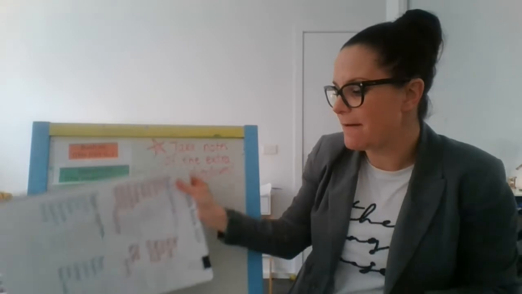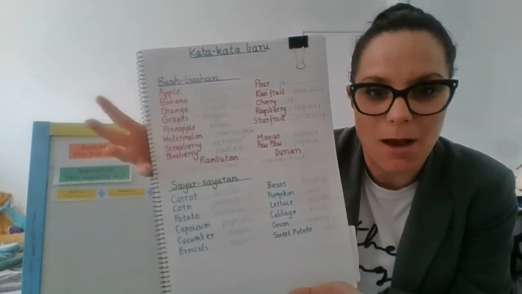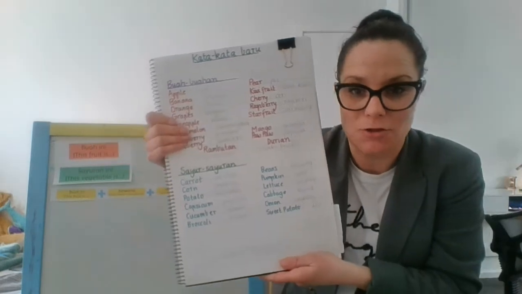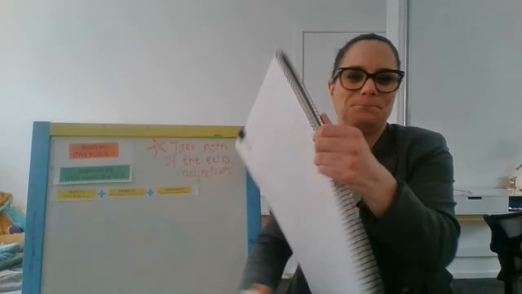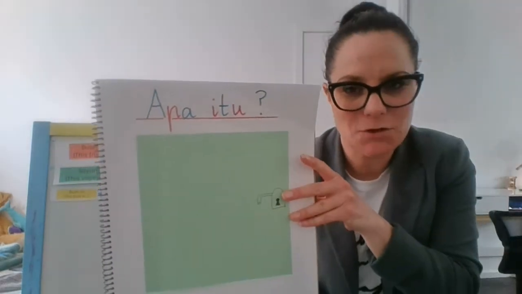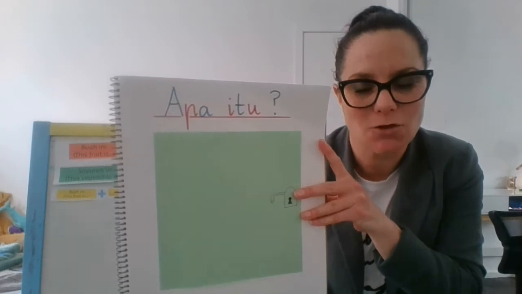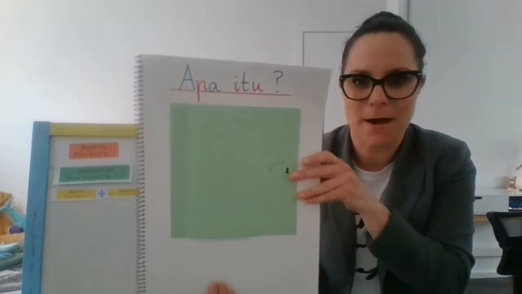So you will need to have close by your kata baru because you're going to be picking one or two of these. It's up to you how many you do. Okay, you'll need that close by. Your heading today is apa itu. So at the top of your page, you're going to write apa itu. And this means, what is it? I wonder what is behind my door.